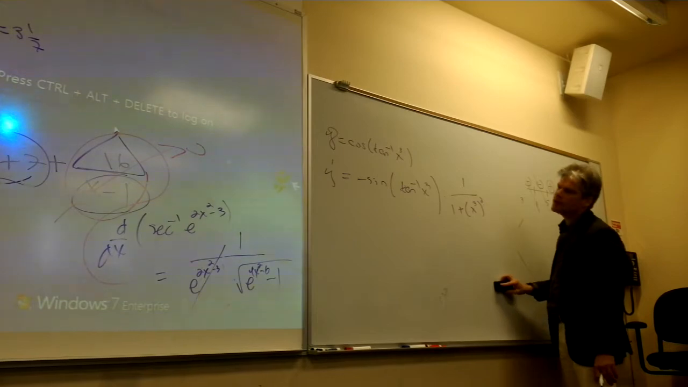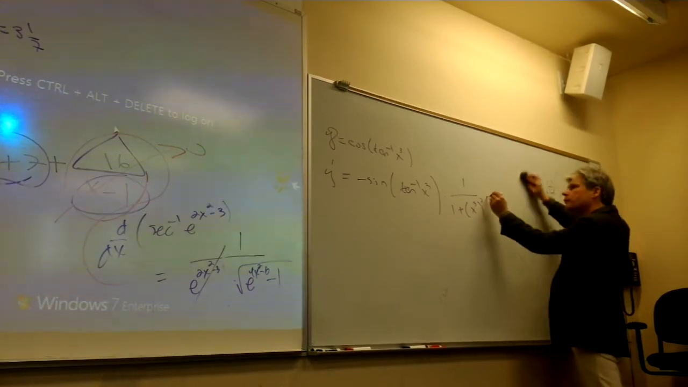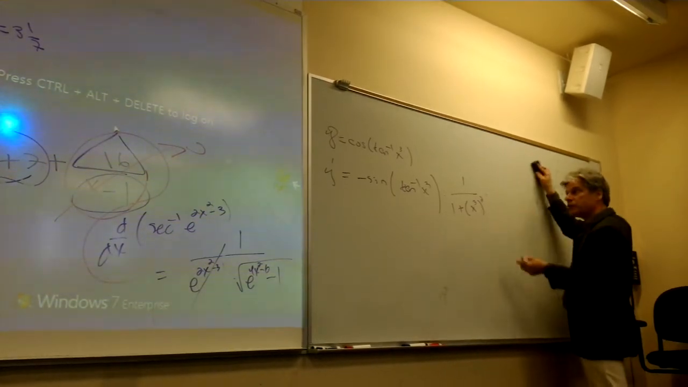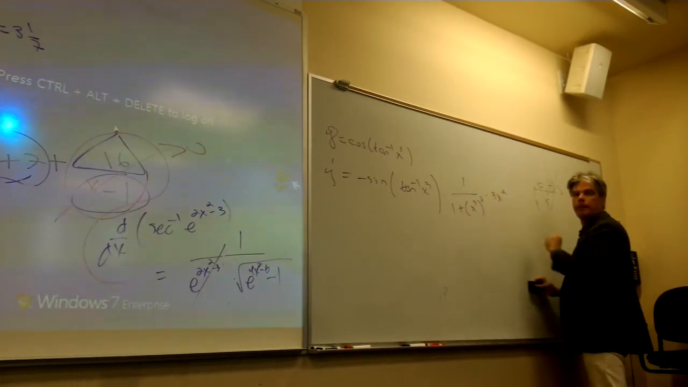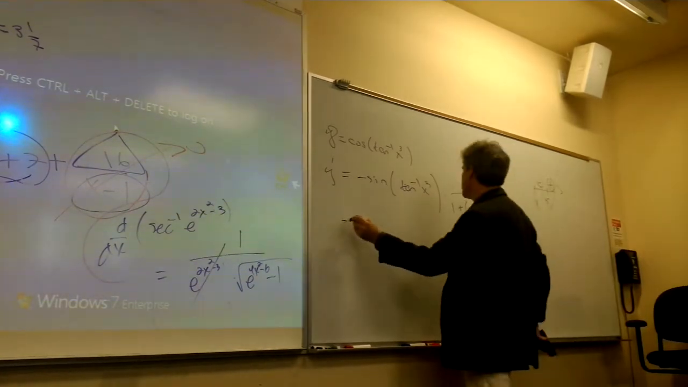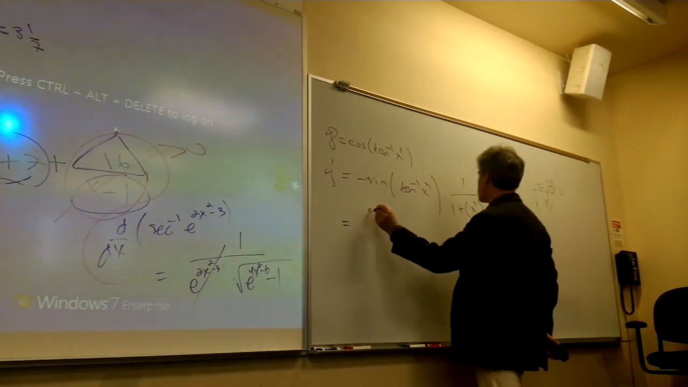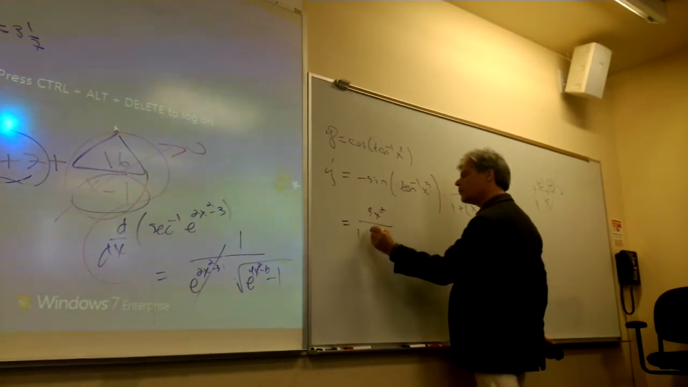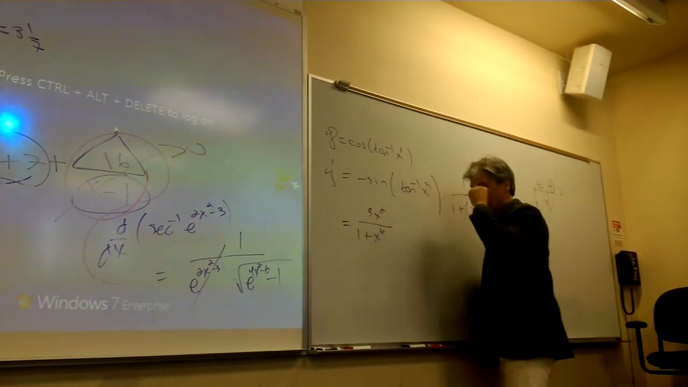Oh shoot, I'm still not done. Now I gotta multiply by the derivative of what I was initially taking the inverse tangent of, but that would just be a 3x squared. So I guess in the end, that leaves me with a 3x squared over 1 plus x to the 6th.